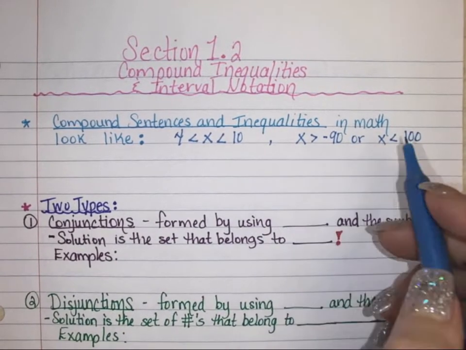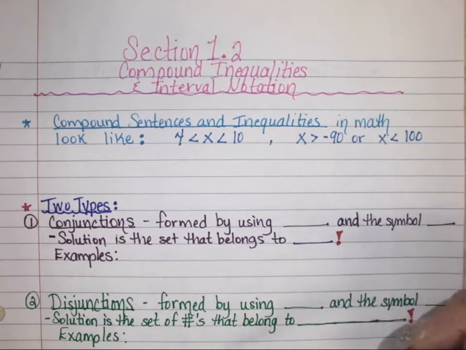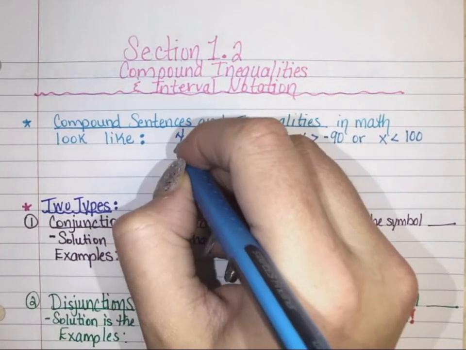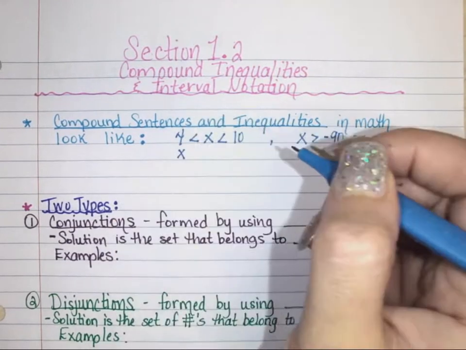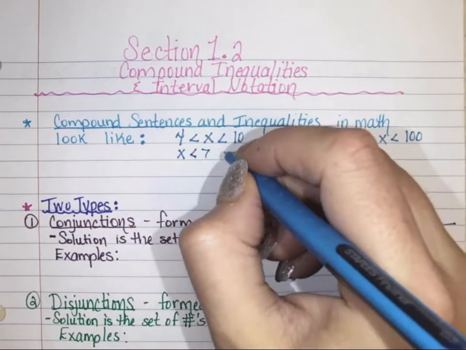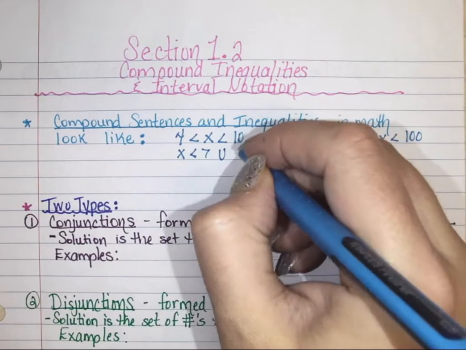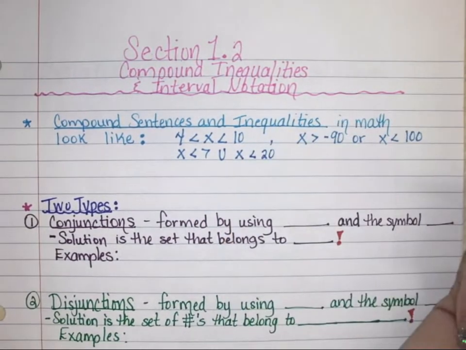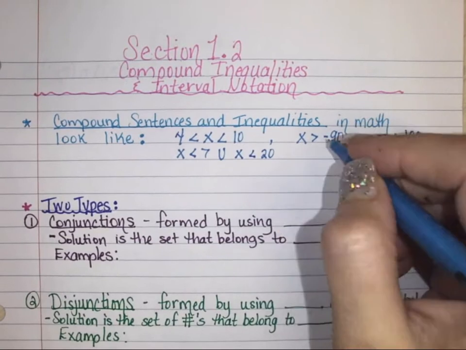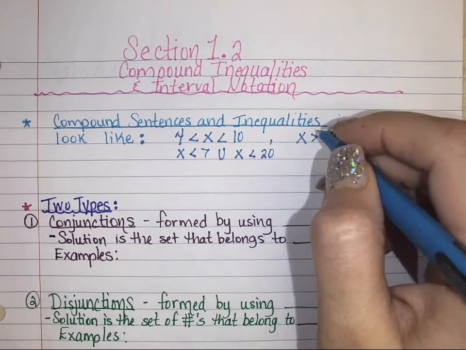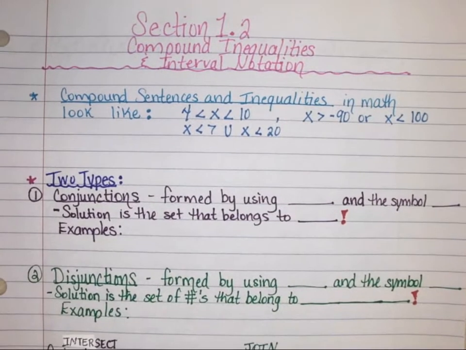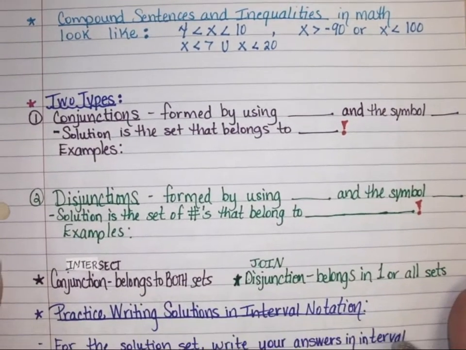Another example is if they use the symbol which means or, which we're going to discuss in a minute. X is less than 7, or x is less than 20. And of course they can also use the other symbol for and. Okay, there are two types of compound inequalities.